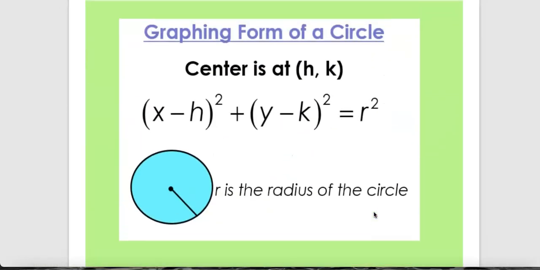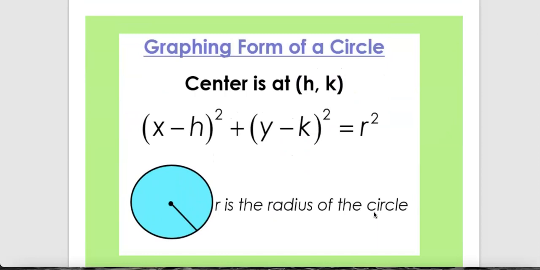So, graphing form of a circle. The equation of a circle is (x − h)² + (y − k)² = r², where the center of the circle is at (h, k), and r is known as the radius of the circle. We also say this is the standard form of the equation of a circle.